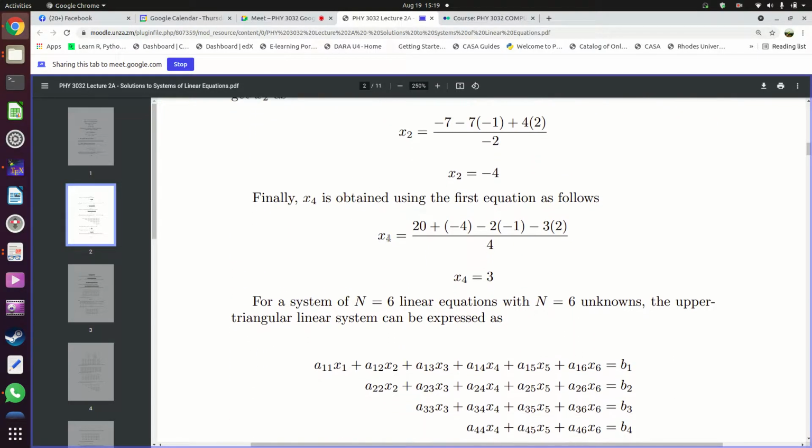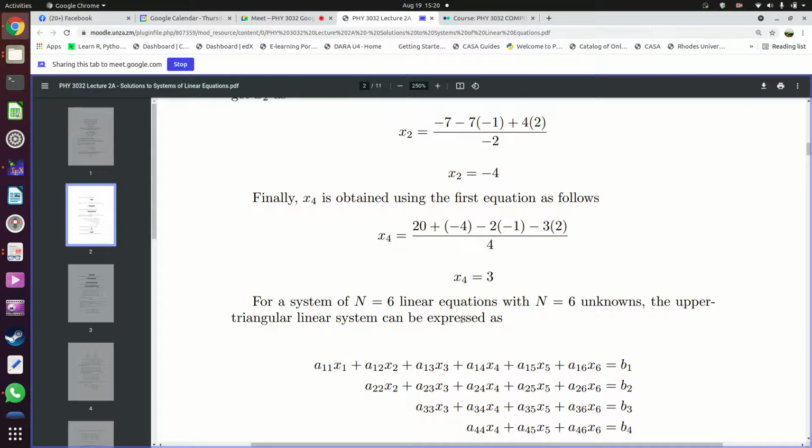We're going to end up with x4 being equal to 20 plus minus 4 minus 2 x1, minus 2 minus 1 minus 3, then 2, then you put your values there, and you're going to end up with x4 equals 3. So this is how you would work out a triangular linear system. It doesn't matter whether this system has got 4 unknowns or 5 unknowns, it doesn't really matter.